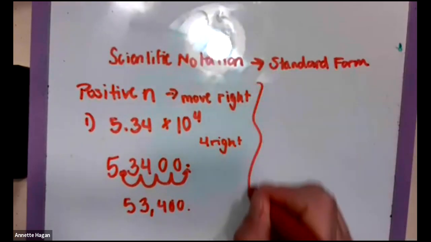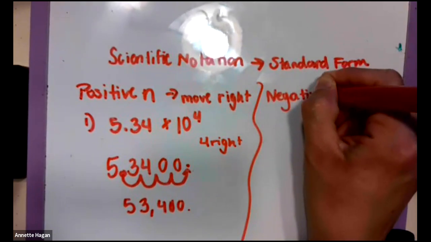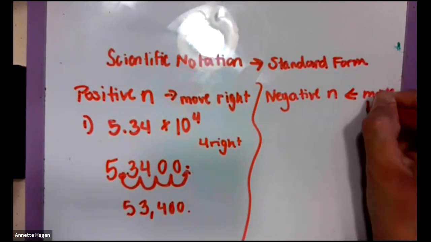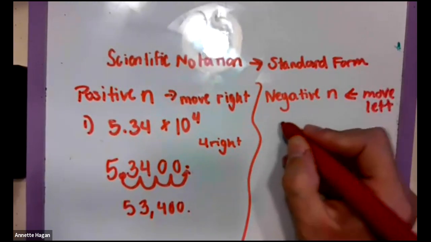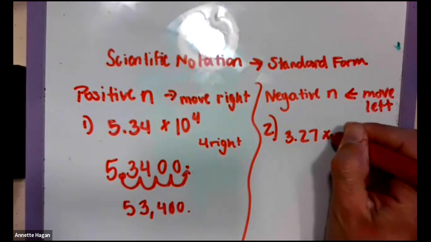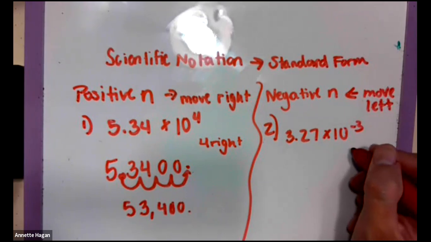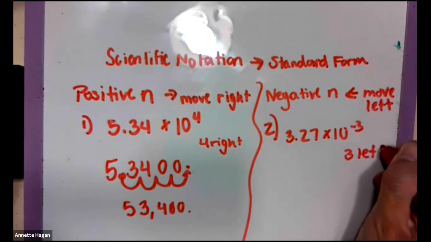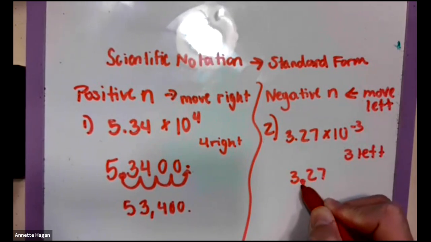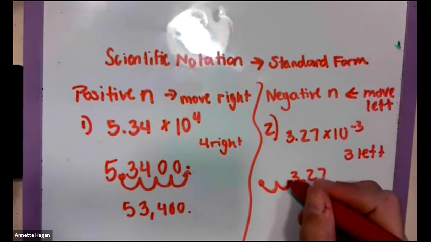All right, the next type we have is if we have a negative n, that means we're going to move left. We're going to move left. So number 2, I have 3 and 27 hundredths times 10 to the negative third. So we have a negative exponent, negative 3. So it means we're going to go 3 left. This number is going to get smaller. So I have 3 and 27 hundredths. I move my decimal 1, 2, 3 times. And in these empty spots, I'm going to put zeros.